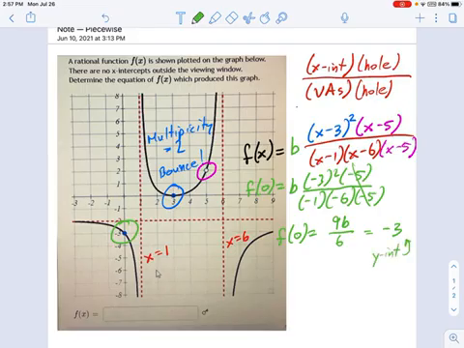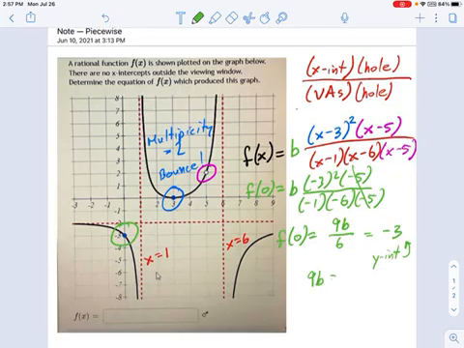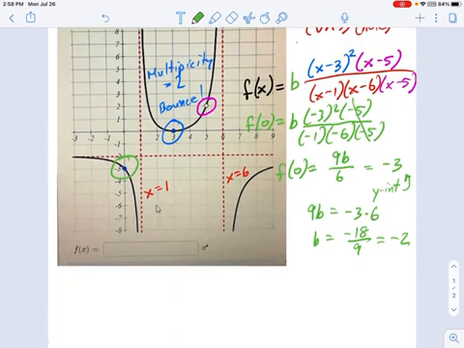Okay, so let's solve this equation. That means 9b equals negative 3 times 6, which means b equals negative 18, divided by 9, which is negative 2. Okay, let's write the full equation now. I think we have all the pieces we need.